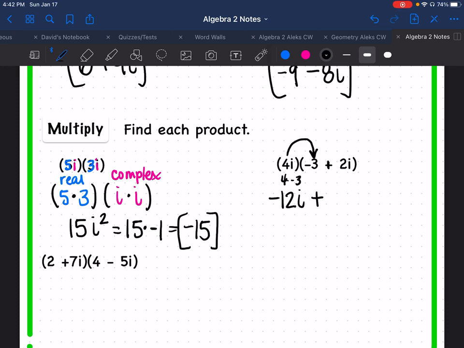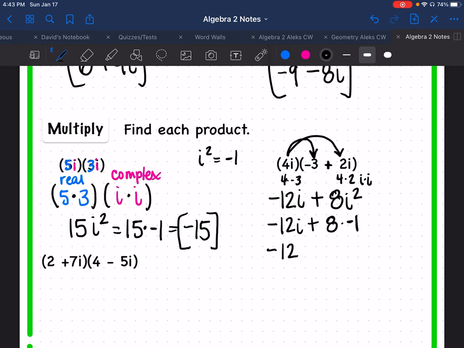Plus, because that is what's right here in your parentheses, you're going to go ahead and multiply again. You're going to think 4 times 2, 8, and then you're going to think i times i squared. Now you're going to look at this multiplication and say, I see an i squared. And I know from the last one that when I see i squared, it's really -1. So this is really -12i plus 8 times -1. Well, that's really -12i minus 8.